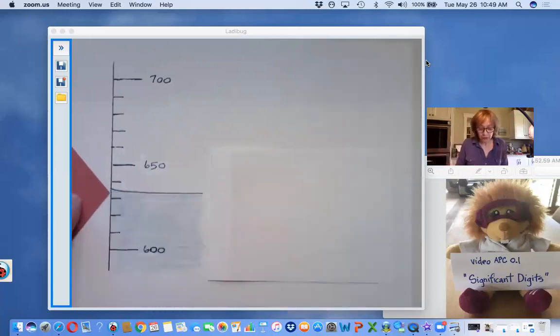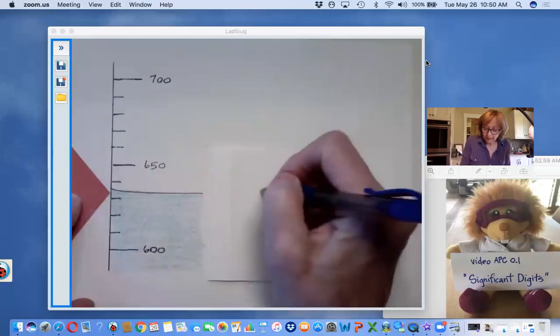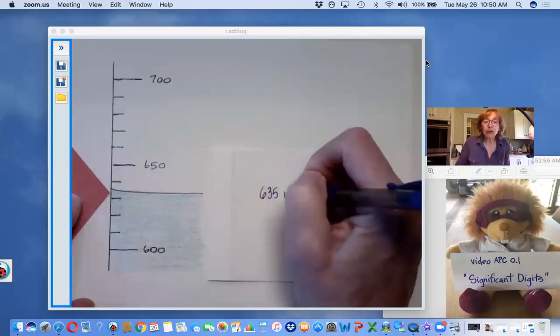All right, this particular graduated cylinder has numbered markings at 600 and 650, but in addition there are other graduations, so I can clearly say this is 610, 620, 630, 640, 650. Now, some people might read the bottom of the meniscus as 635. So let's say that is one person's best reading, 635 milliliters.